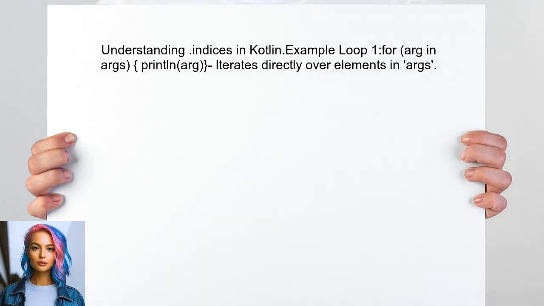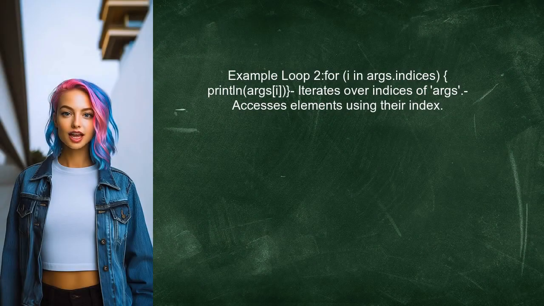To understand the meaning of indices in Kotlin, let's start with the first loop example. In this loop, the user iterates directly over the elements in the array using the variable arg. This is a straightforward way to access each element. Now let's look at the second loop.